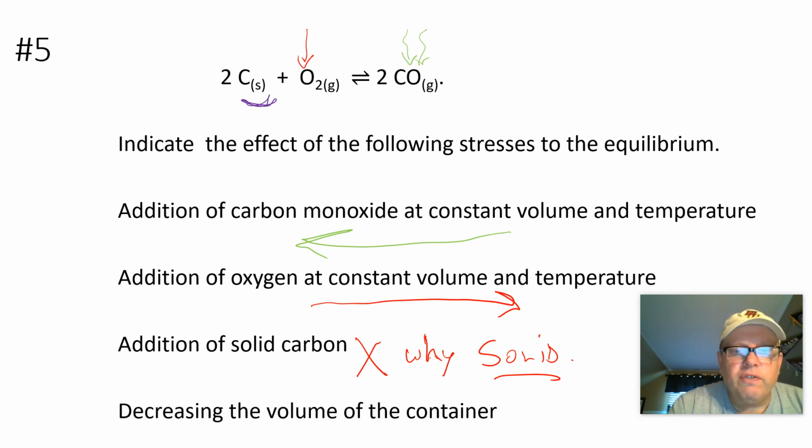Now, if we decrease the volume of the container, we've got 1 gas molecule on this side, we've got 2 gas molecules on this side. It wants to keep the pressure constant. So if we decrease the volume, in order to keep the pressure constant, it is going to try to go to the side with less gas on it so that it can keep the pressure constant.